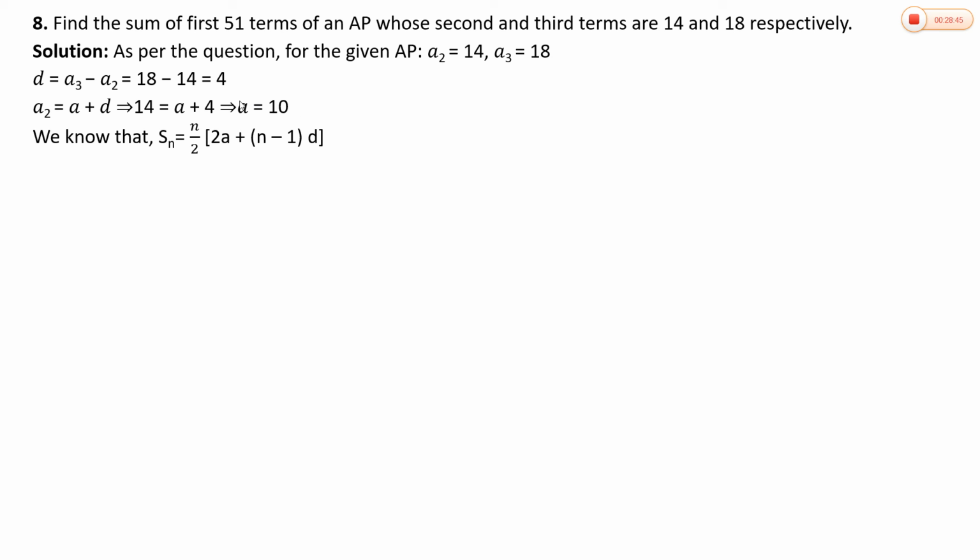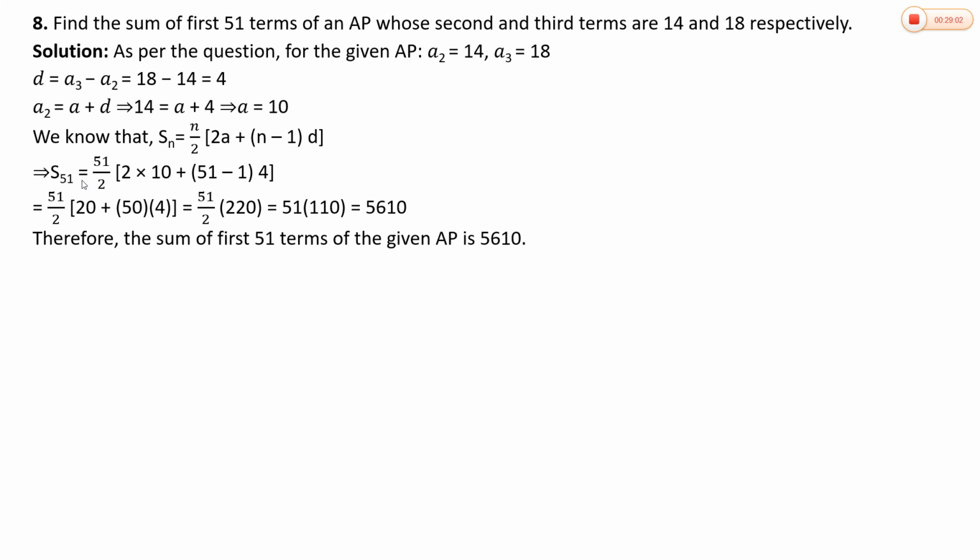Now you got the values of A and D. Next, very simple, substitute in the formula: Sn is equal to n by 2 into 2a plus n minus 1 into d. Here n is 51. So S51 is equal to 51 by 2 into 2 into a, which is 10, plus 51 minus 1 into d, which is 4. If you simplify this, you will get the value of S51 as 5610. Therefore, the sum of the first 51 terms of the given AP is 5610.